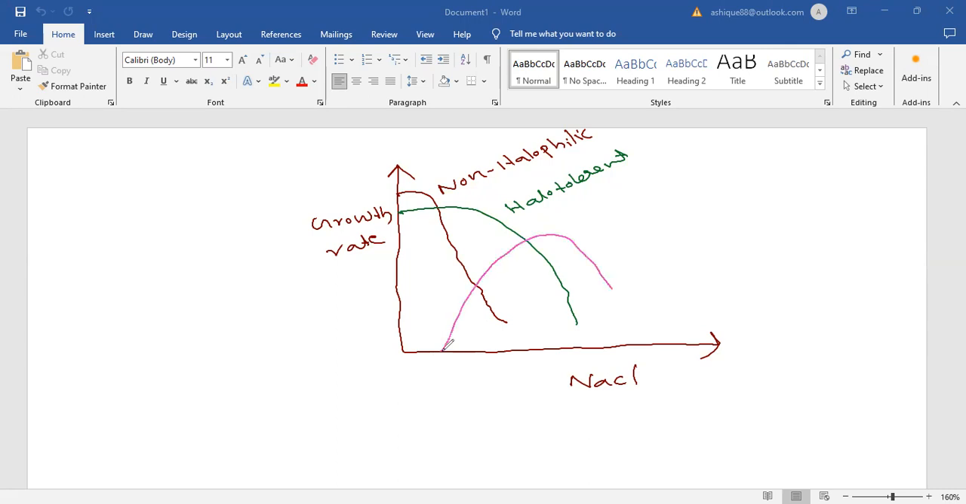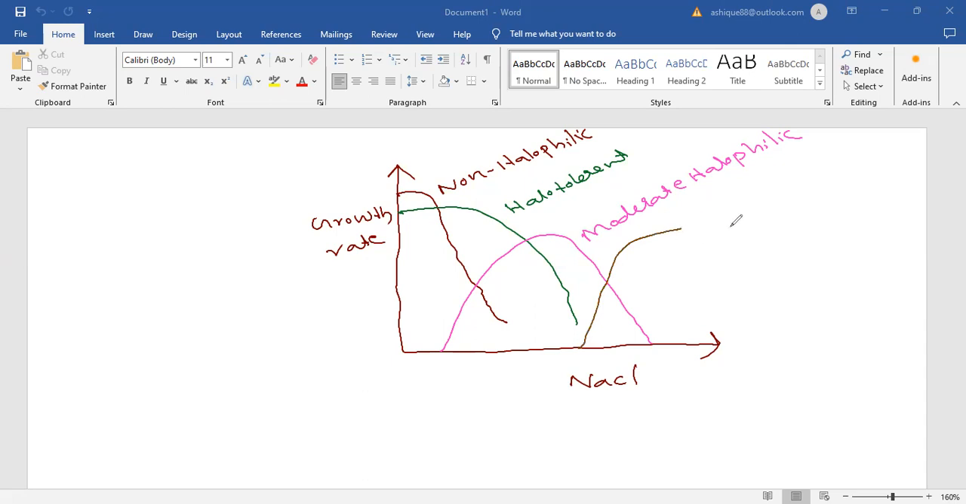Looking at another one, this organism is moderately halophilic. Moderate halophilic means they require an optimal level of NaCl. More than that particular content, they will die. Less than that particular amount of NaCl also, they will die. They require a moderate amount of NaCl.